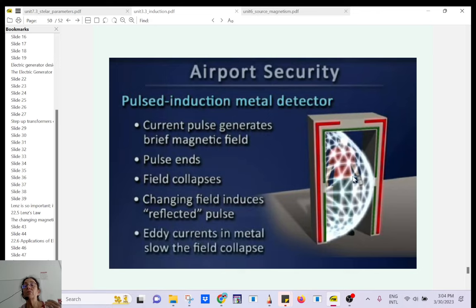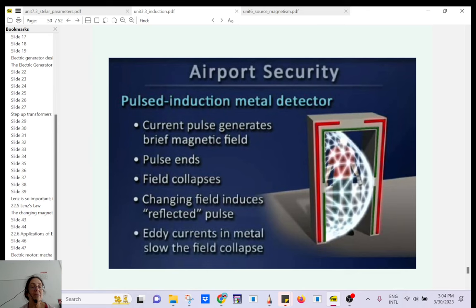Okay, so the induced current in the weapon will create its own magnetic field that will fight the primary magnetic field, and that will be sensed by a sensor. If there is no weapon, there won't be any induced current, so there won't be any secondary magnetic field, and that means you have no weapon. But that works only with a metallic weapon, right? So if you have, I don't know, a 3D printer weapon, maybe it's not going to work.